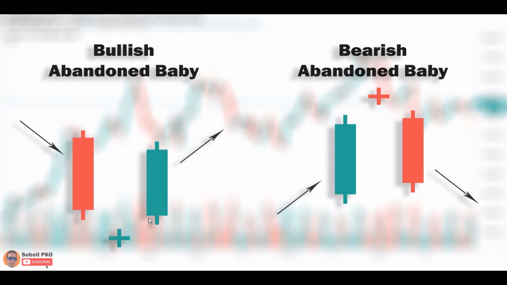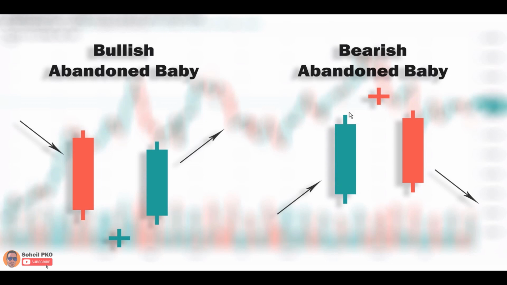And the third one opens with a gap up from the high of the doji, so the possibility of reversal is confirmed based on this pattern. And bearish abandoned baby is similar to the bullish one, but in the opposite direction. Here the pattern forms at the end of uptrends or near resistance levels, and it represents the possibility of reversal.